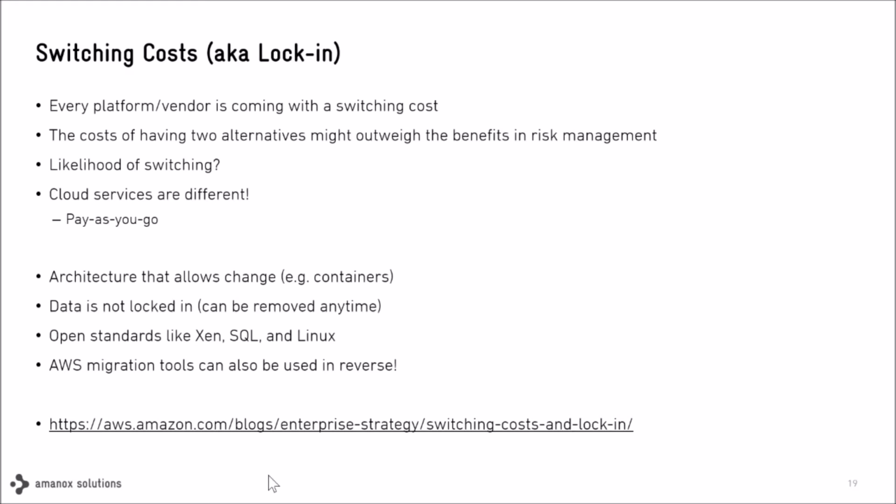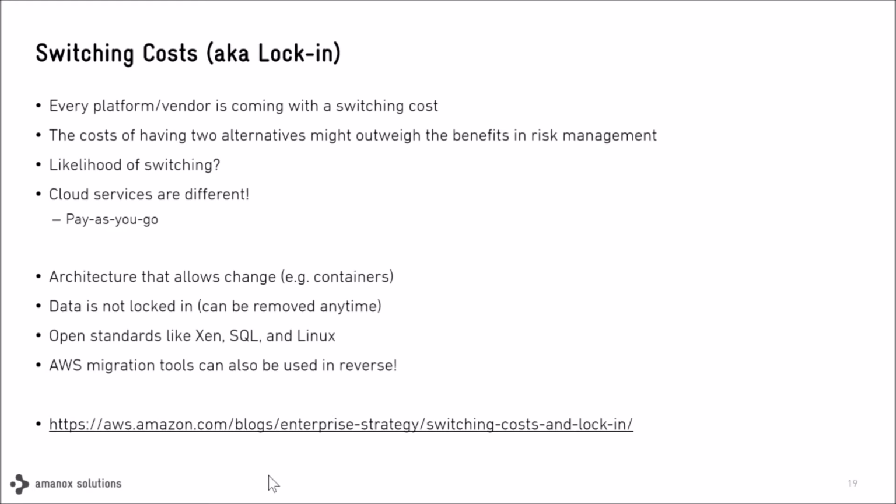Something you might consider is having two alternatives. So let's say that we consider choosing to use Oracle as a database for a given application. To mitigate the lock-in, we might also consider to build the application on SQL Server. The costs of having two alternative databases for the same application might outweigh the benefits in risk management. But in the end, if you decide that this is the right way for you to do it, well, just go for it.